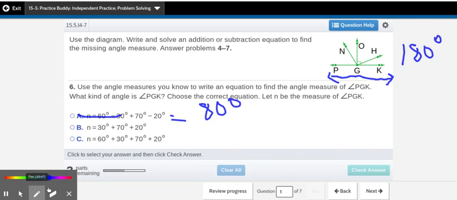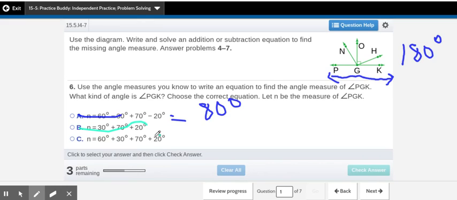Let's look at B. B says 30 plus 70 plus 20. Now, when they gave us all of our other options, I know we had 20 degrees here, we had 70 degrees here, we had 30 degrees here, we had 60 degrees here. That doesn't work for us. They're missing something. So B is no. They're not even giving us all the measurements.